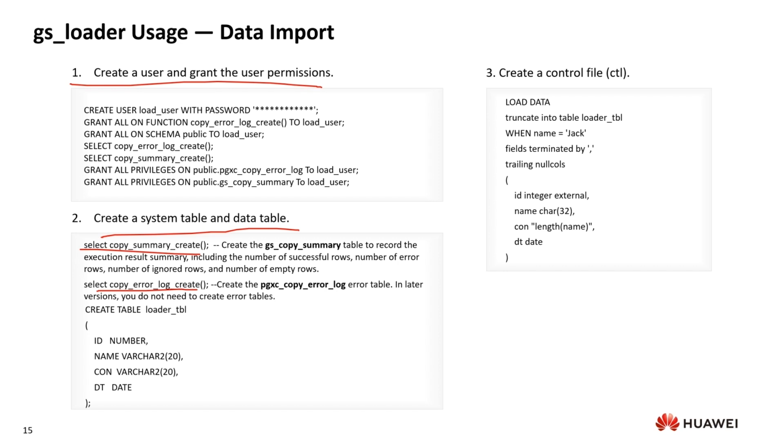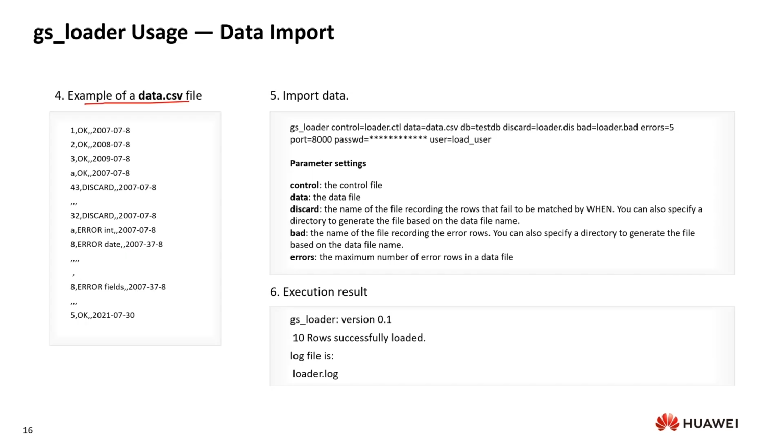The gauss_copy_summary table records the execution result summary, including how many successful rows, error rows, ignored rows, and empty rows there are. The pgxc_copy_error_log records the error tolerance information, including the number of each line and other information. On the right side, here is an example of the GaussLoader control file. We'll talk about it in detail later. Here's an example of a data file.